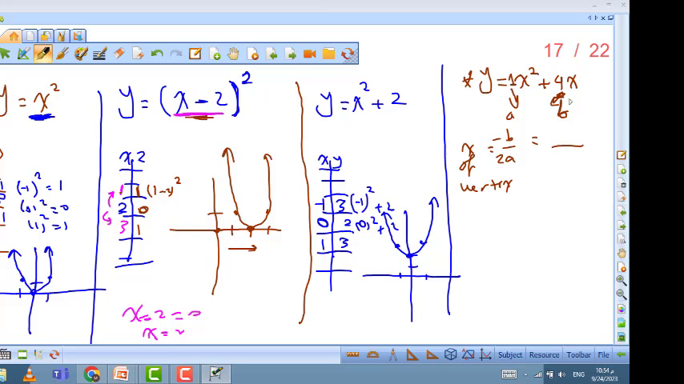Negative b over 2a, what in front of x? Negative 4. I make it negative 4 over 2 times what in front of x squared, which is 1. It means a negative 2. Now I make a table.